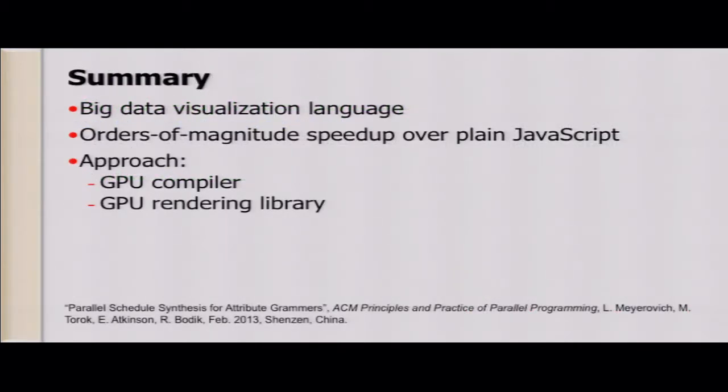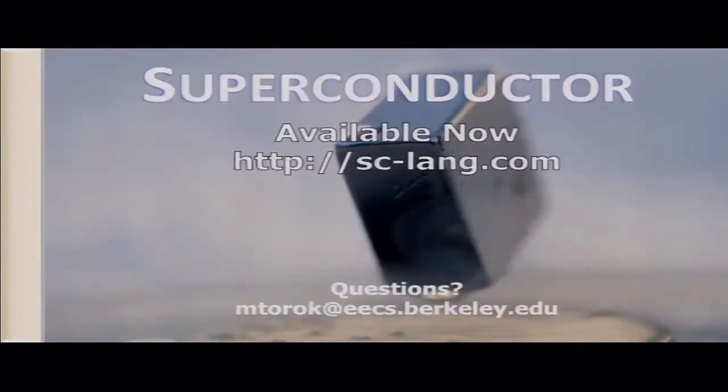To summarize, what we have is a big data visualization language. It's an orders-of-magnitude speedup over regular JavaScript. To make that happen, we have a compiler from our simple language to GPU code and a GPU-based rendering library for doing the allocation and vertex generation. We call this Superconductor. It's available now, open source, at sc-lang.com. If you have any questions, I'm happy to answer them.